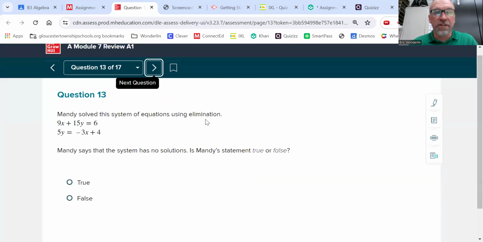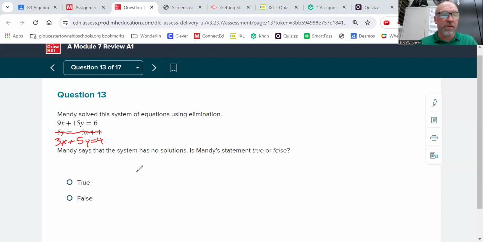Mandy solved using elimination. That's because Mandy's smart. Mandy says the system has no solutions. Is Mandy smart? Let's see. Elimination. I have two different forms. I'm going to take the second equation and put it into the standard form to match the first equation. So I'm going to add a 3x to both sides. It'll say 3x plus 5y equals 4. I change the form.